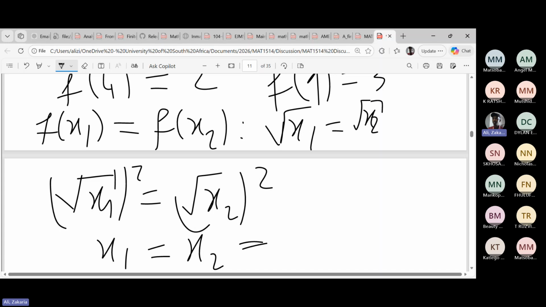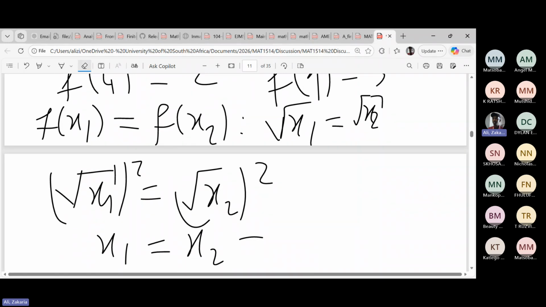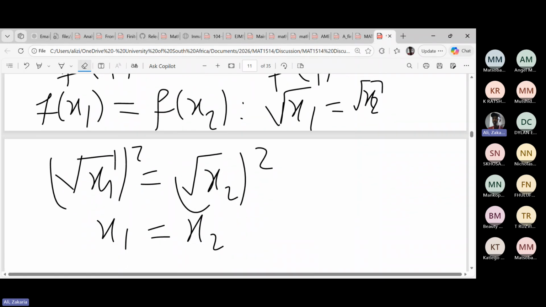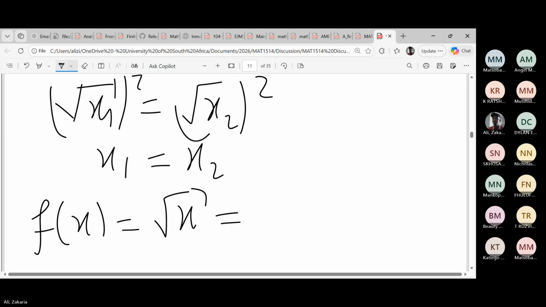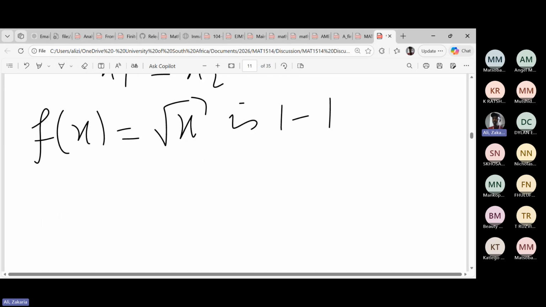So what happened is that we started with f of x1 equal to f of x2, and then we ended up getting x1 equal to x2. Then it means that f of x equal to the square root of x is actually a one-to-one function. Now another way of looking at it: you can ask me, sir, how is the horizontal line test coming into play?